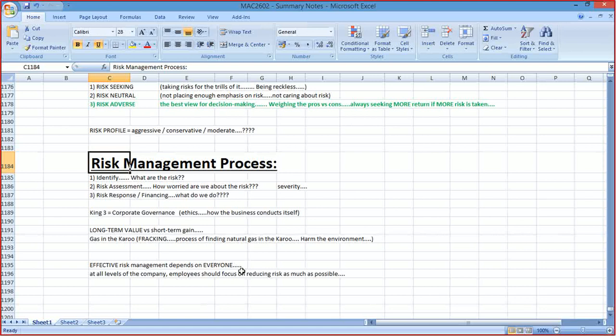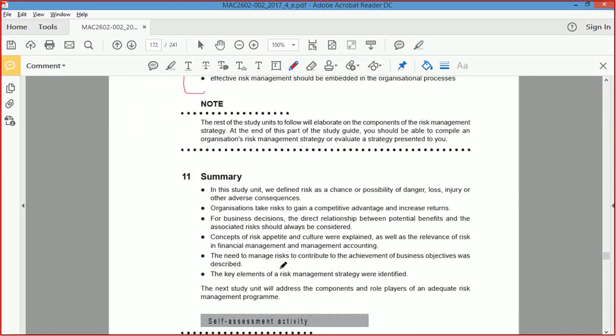For example, as a photographer, if we think about different levels. If you were a photographer employed by a newspaper or a magazine, would you be able to identify risks at a company level? Probably not, because you wouldn't be on the board of directors. But would you be able to identify risks at an operational level? Yes, you would. You might be able to suggest certain improvements at your particular level.